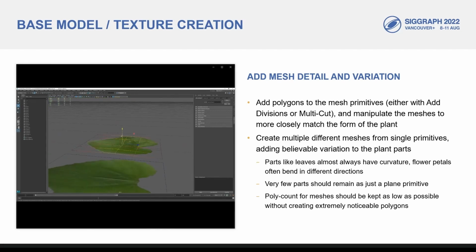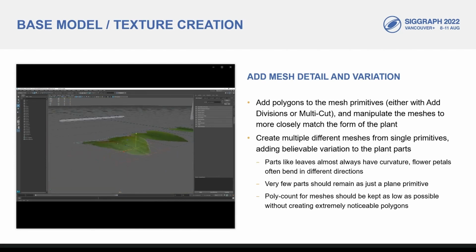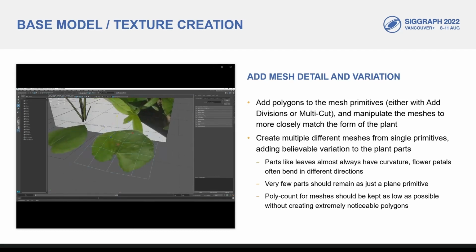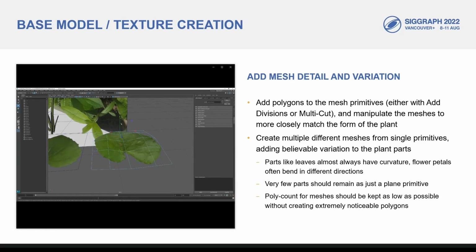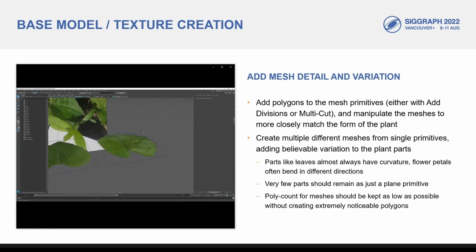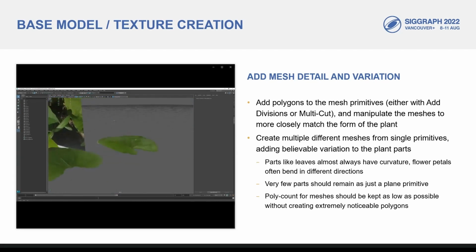Because this is a really low poly optimized model, we of course want to keep the poly count down, so we're really only adding a few polys to these leaves, just enough to get shape there to be believable and accurate. As you can see here, we're just adding a little bit of curvature based on our source photos, based on what we saw out in the field, the way these leaves sit.